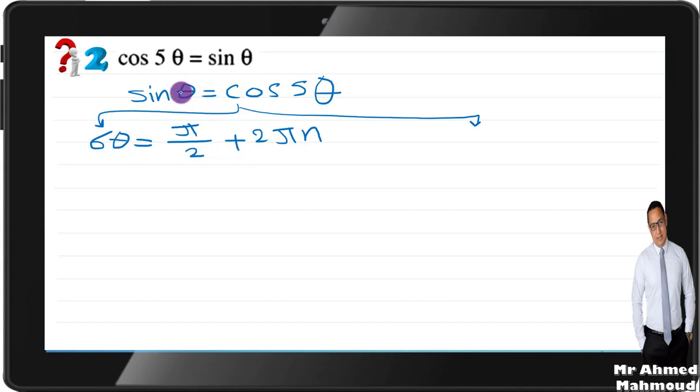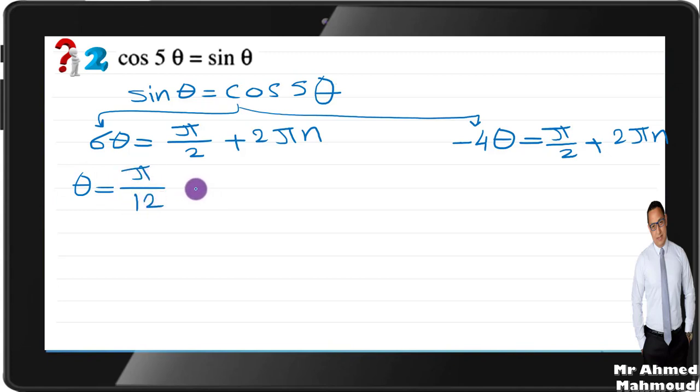The difference is theta minus 5 theta, equal to negative 4 theta, equals pi over 2 plus 2 pi n. Now I'm going to send 6 over as a divide. Pi over 2 divided by 6 equals pi over 12. Theta equals pi over 12 plus 2 pi divided by 6, equals pi over 3, pi n over 3.